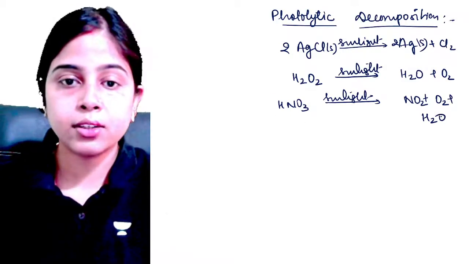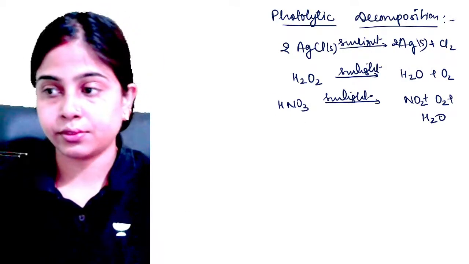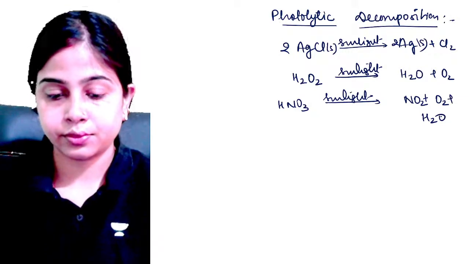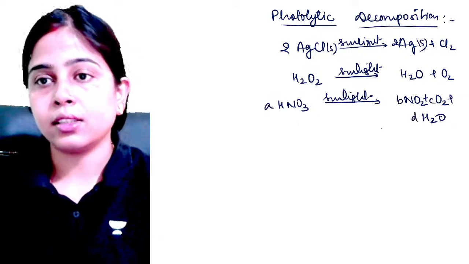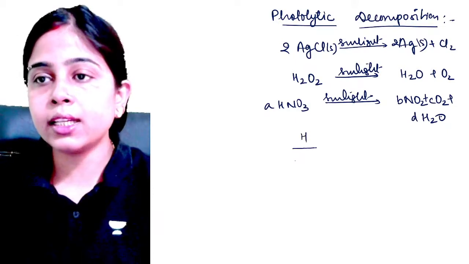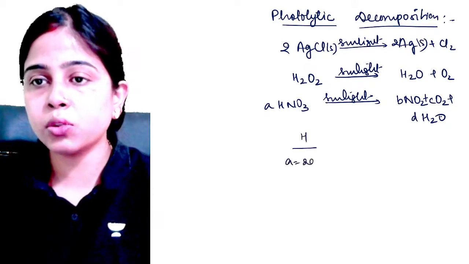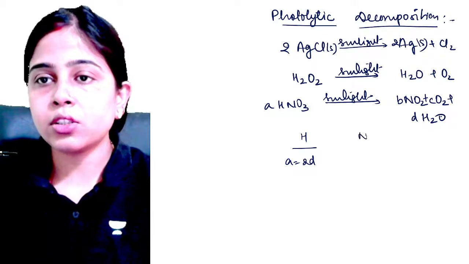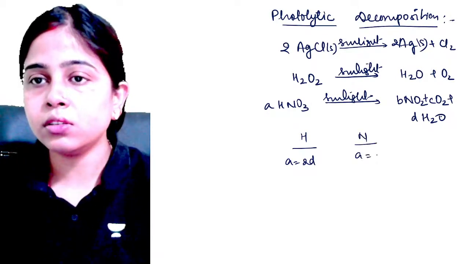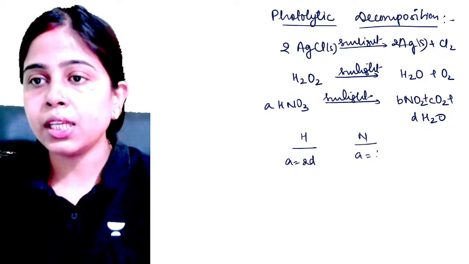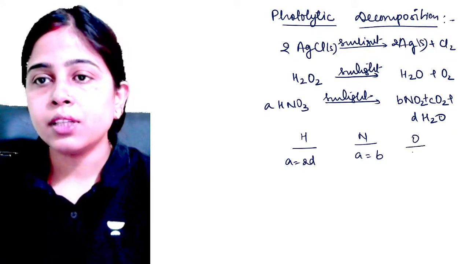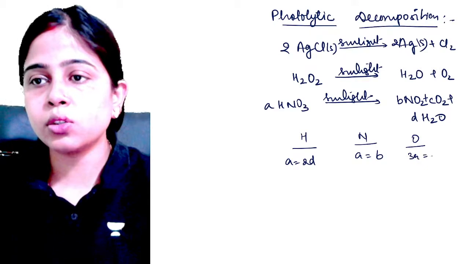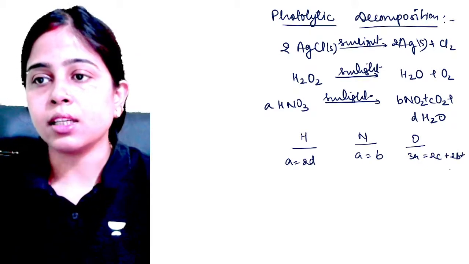So let's put here over A. Here you have B, C and D. So for hydrogen you have A is equals to 2D. For nitrogen you have A is equals to, yes, B, and for your oxygen you have 3A is equals to 2C plus 2B plus D.